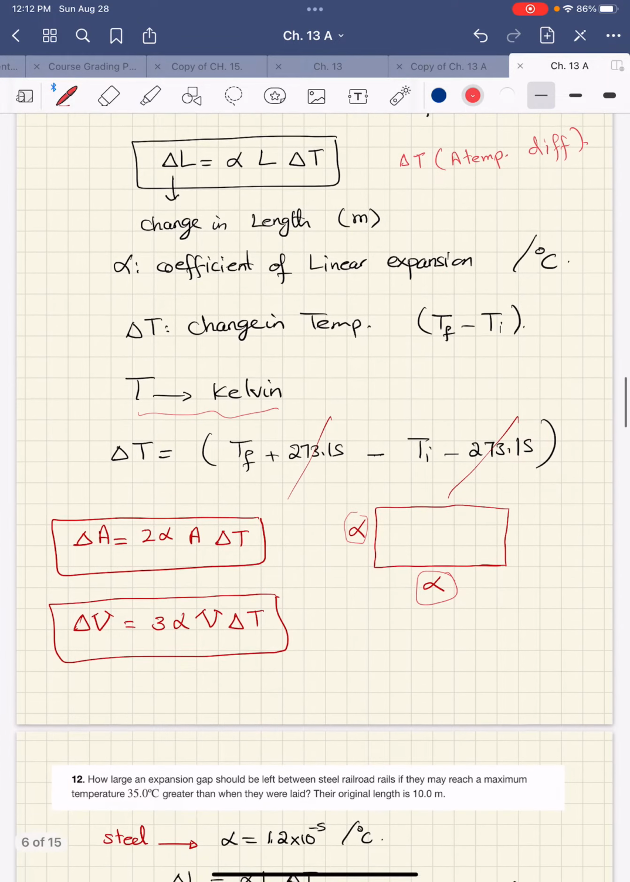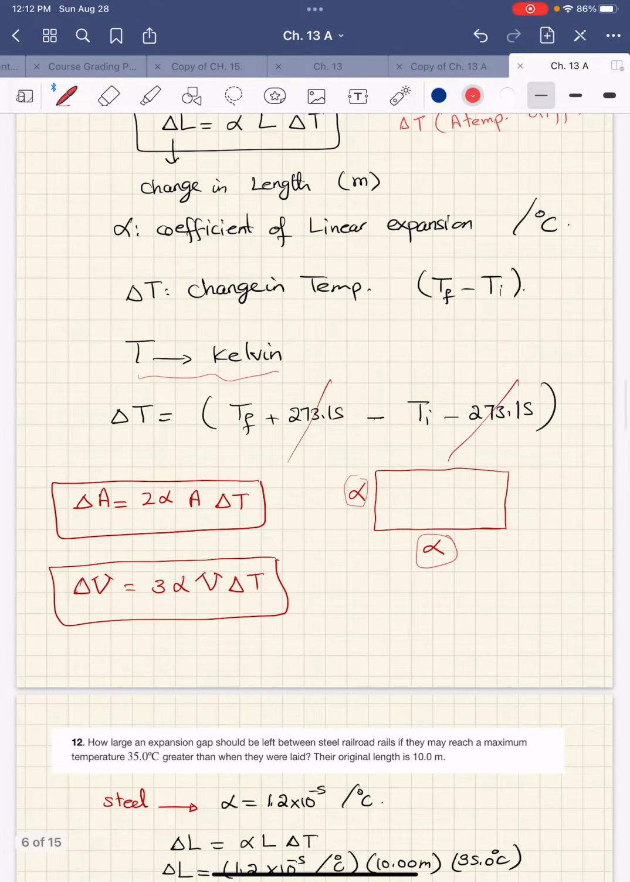Now, this is for solids. If I have gases or liquids, we can say delta V is going to be, there is a coefficient of volume expansion, we call it beta, times V times delta T. And V here is the initial volume, and delta V is the change in the volume.